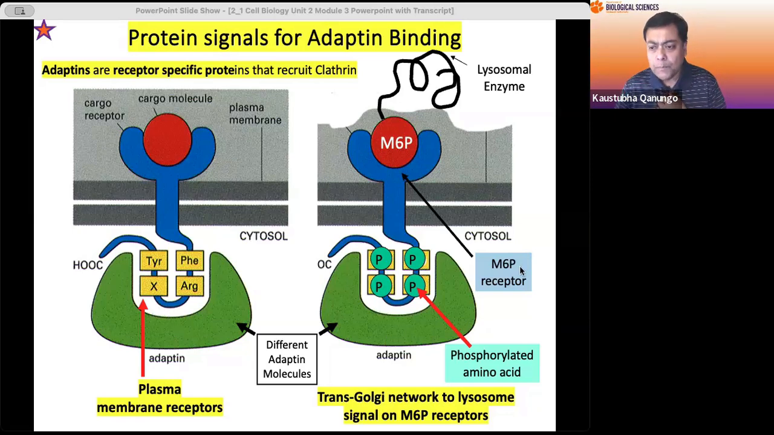On the other hand, there is the mannose 6-phosphate receptor, and they have a sequence of phosphorylated amino acids. A separate adaptin molecule recognizes those phosphorylated amino acids, and when this vesicle is formed, it will go to the lysosome. This is how the traffic is destined. This is a specific adaptin for cargo molecules coming from the plasma membrane surface to the endosome. This one is going to the lysosome. Different adaptin molecules.